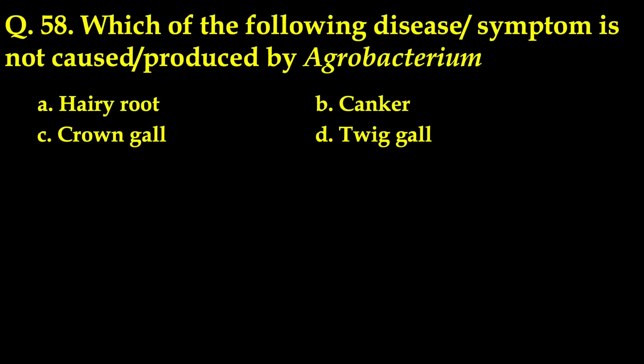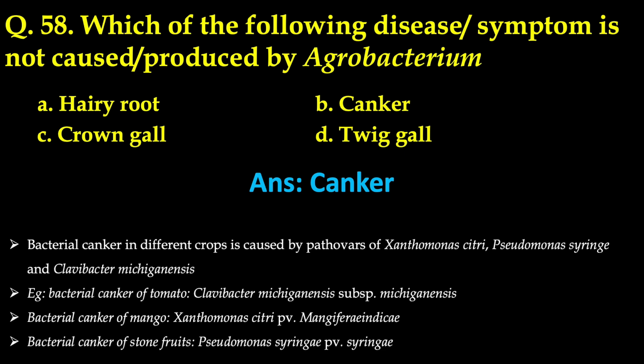Another question is on which of the following diseases or symptoms is not caused or produced by Agrobacterium. There were 4 options: hairy root, canker, crown gall, and twig gall. Out of all these, the correct answer is canker. As we know, bacterial canker in different crops is caused by pathovars of a number of bacterial genera. Most commonly it is caused by Xanthomonas citri, Pseudomonas syringae, and Clavibacter michiganensis.